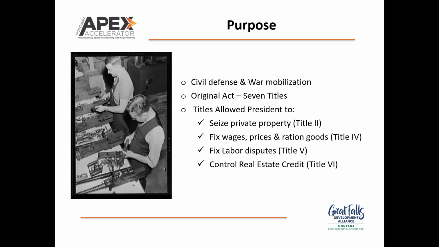The original act included 7 titles that allowed the president to seize private property under Title II, fix wages and prices, and implement rationing of goods under Title IV, use force to settle labor disputes under Title V, and control real estate credit under Title VI.